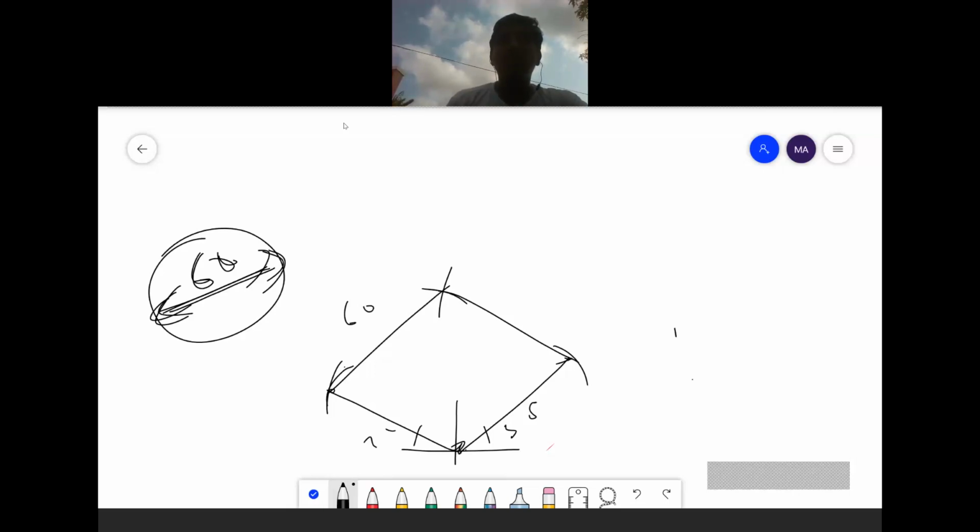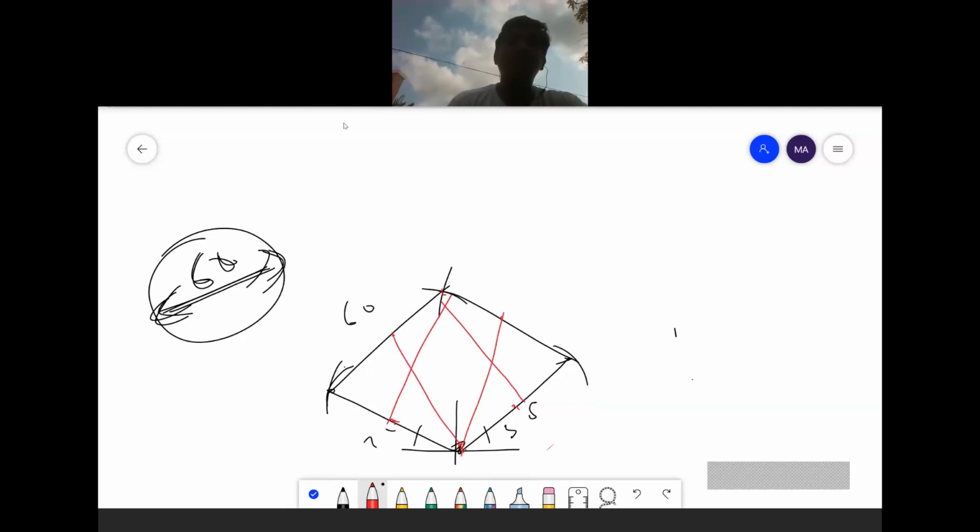Again, we'll mark the centers of these sides. 60 means the center of each side will be at 30. Mark at 30, 30. Then from the top vertex we'll join these centers, and from the bottom vertex we'll join these centers.